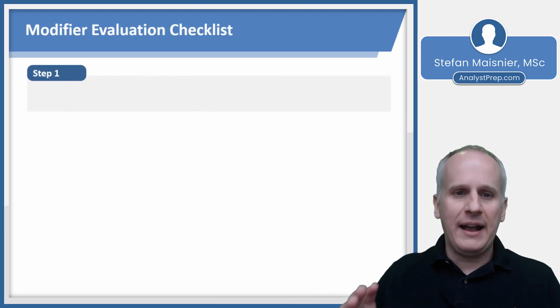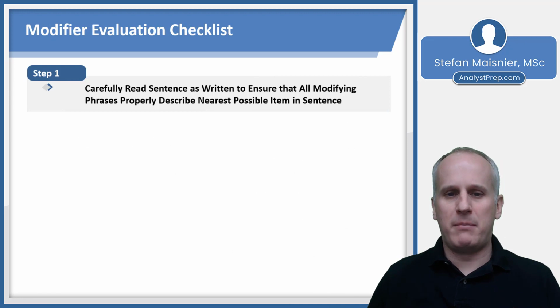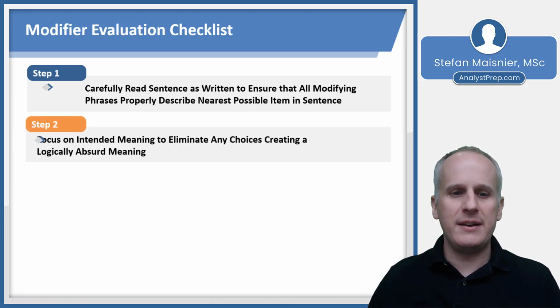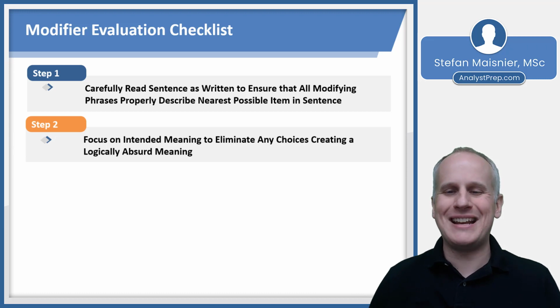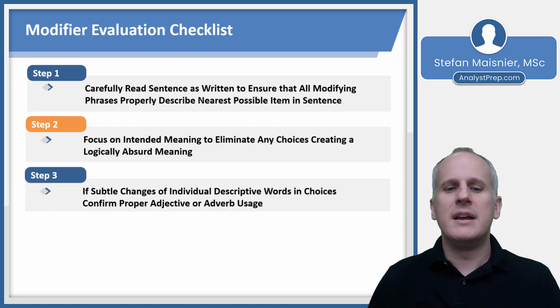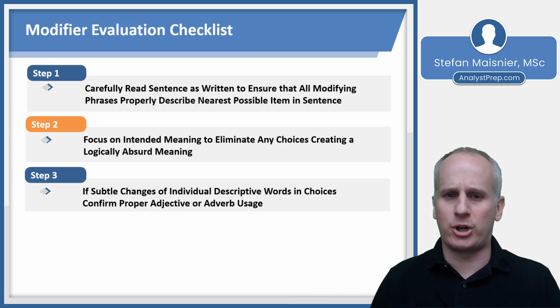So, how do we evaluate modifiers? Step one, carefully read the sentences written to ensure that all modifying phrases properly describe the nearest possible item in the sentence. Then you want to focus on intended meaning to eliminate any choices creating a logically absurd meaning. Again, we saw that in some examples during this lesson. If there are subtle changes in individual descriptive words in the choices, you need to confirm proper adjective or adverb usage. So that was that difference between current and currently, that sort of thing.